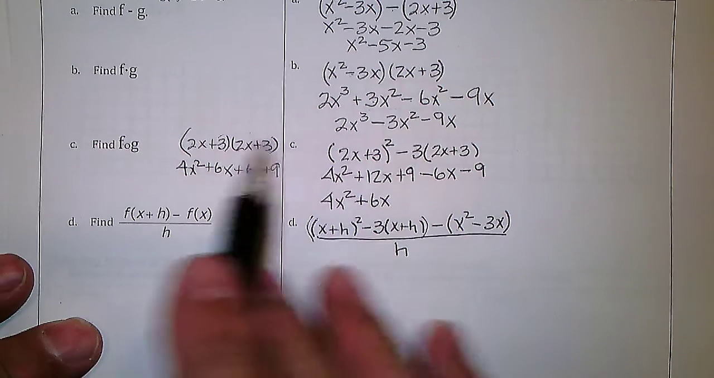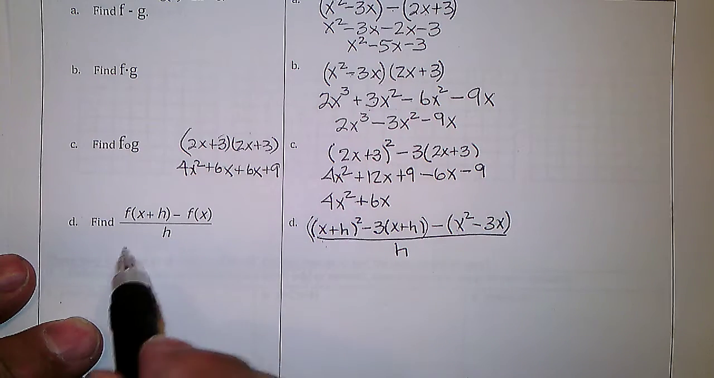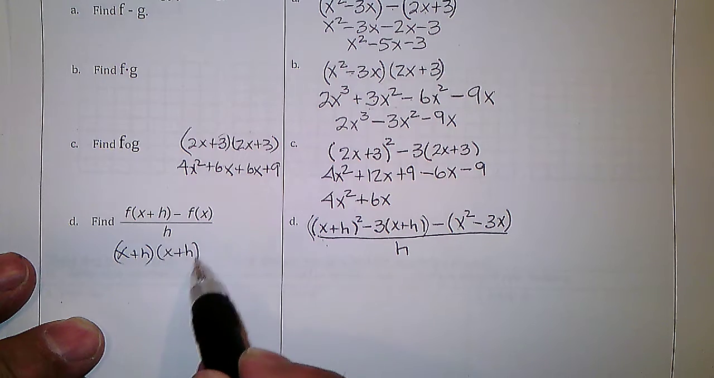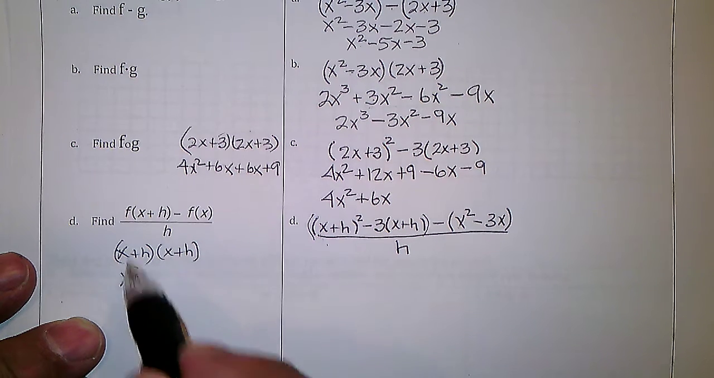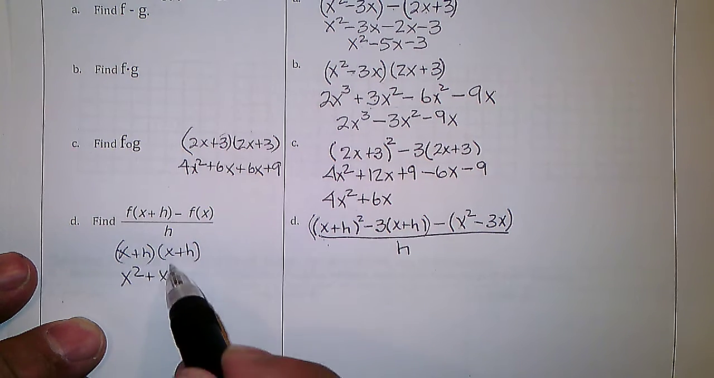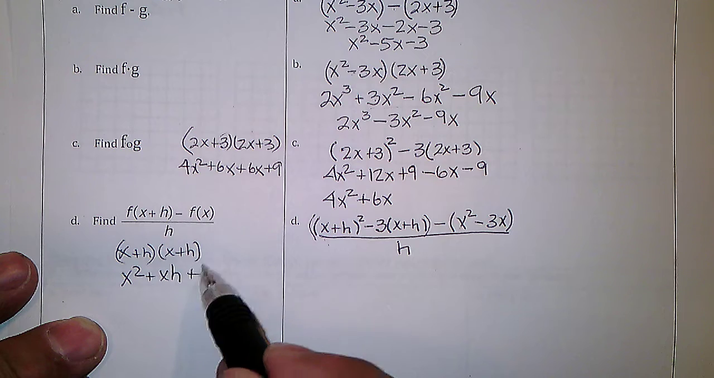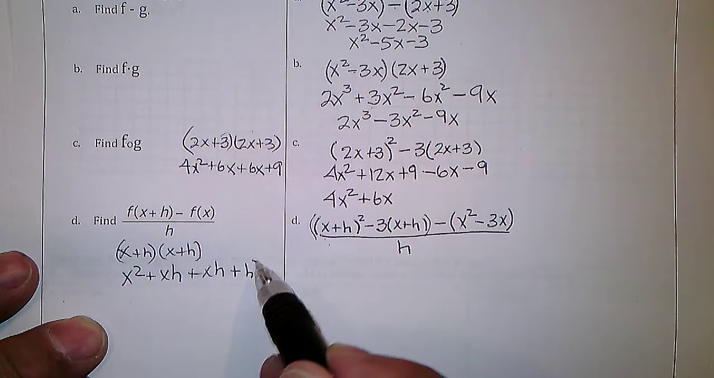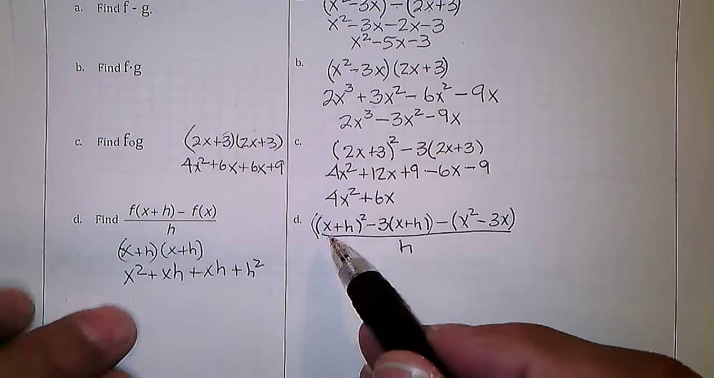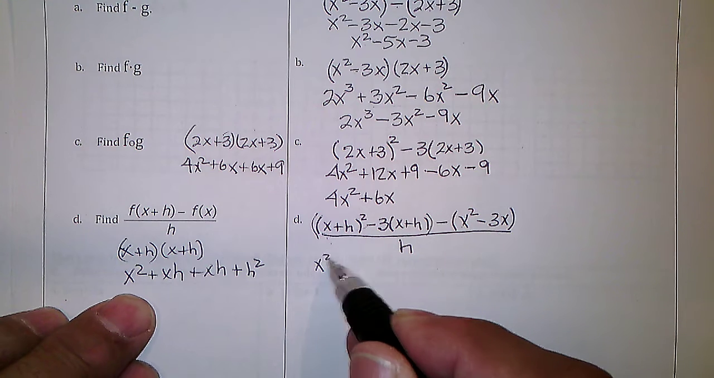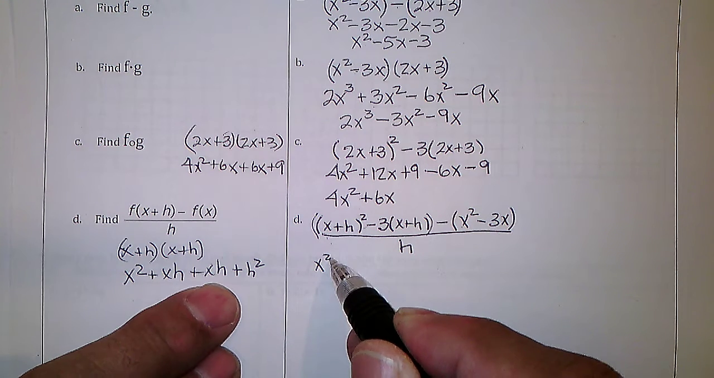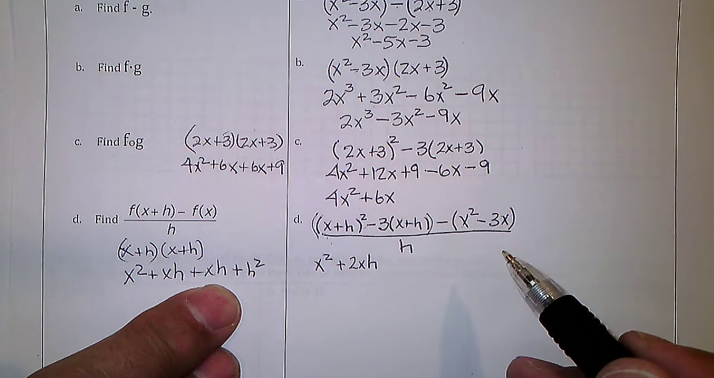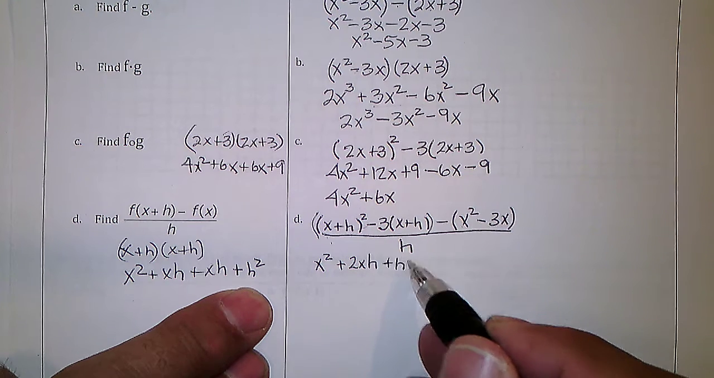So, like I did up here, I've got to square x plus h. x plus h times x plus h. x squared plus xh plus xh, or hx either way, and plus h squared. So for this first thing squared, I get x squared and 2 xh's, or hx's, plus h squared.